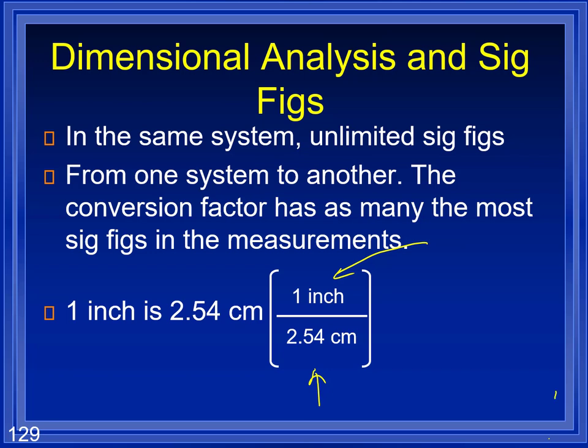So when I see this conversion factor that has both systems, one is in inches, one is in feet, I take the most that's in there. And the most in there is 3. Okay? So now we have to look at our conversion factors and decide how many sig figs the conversion factor has. And you look for the one that has the most in the conversion factor.